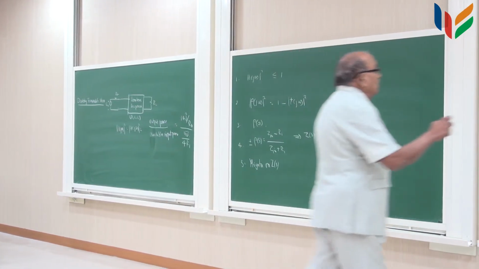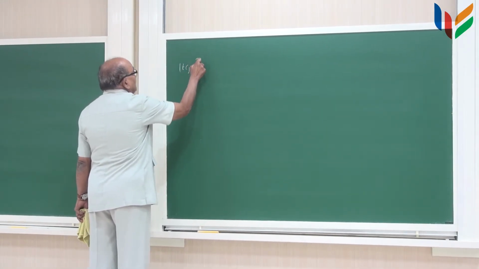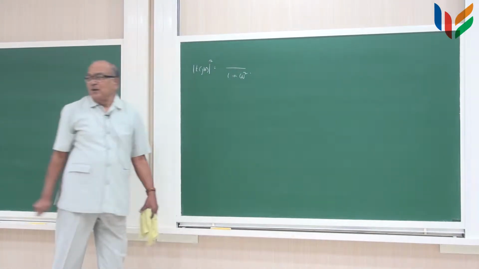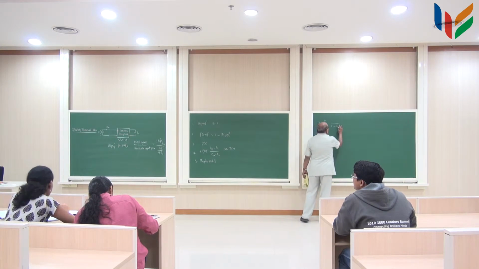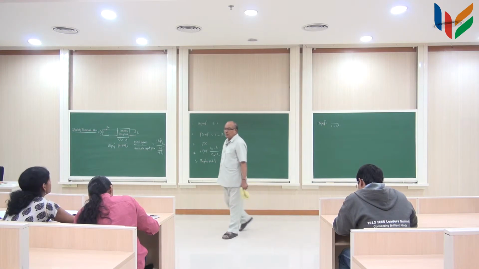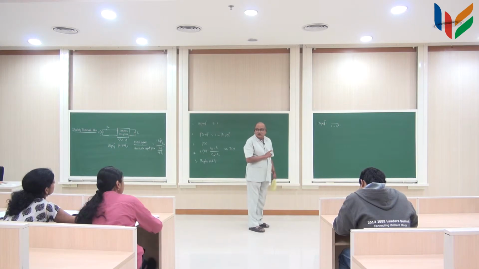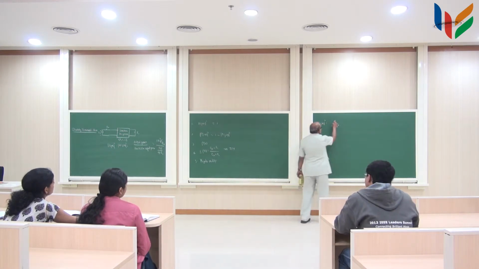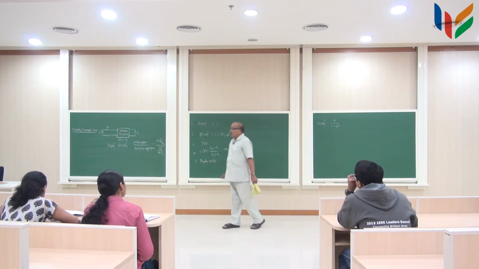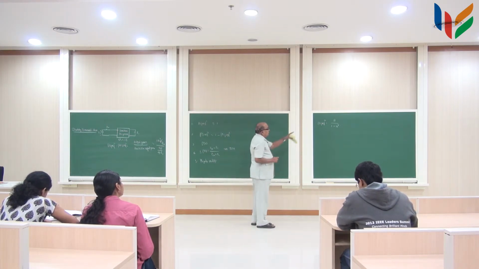So I'll take up an example. |T(jω)|² is equal to 1 by 1 plus ω^6. I want this variation with respect to frequency as equal to Butterworth, third order Butterworth. I still have to normalize it. So I'll just keep some constant H to make sure that this is normalized for the conditions that I have. So to normalize it, I must somehow find what the value of H is.